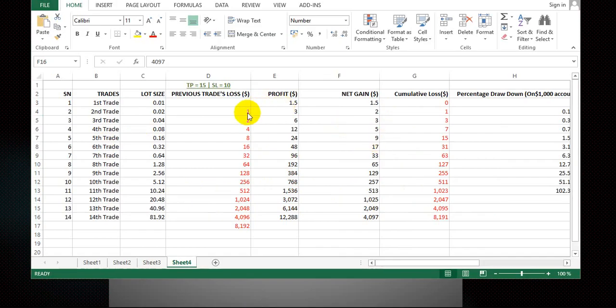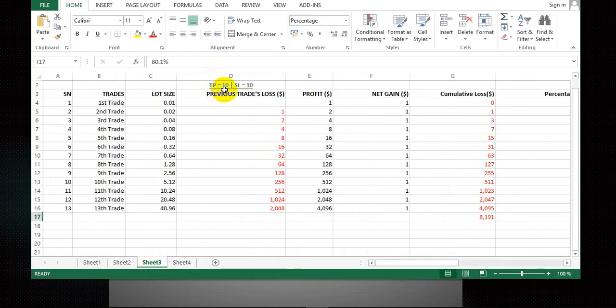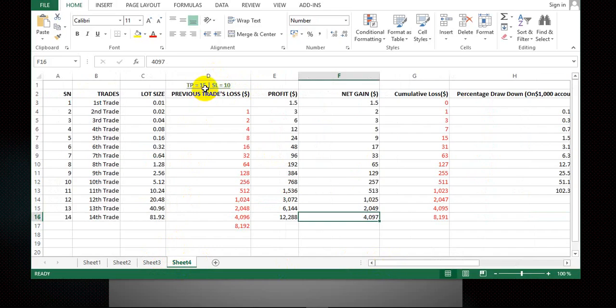So what is the approach? We're going to make a little change, and it's a small change, but it results in a very nice improvement in the outcome. Whereas in the previous spreadsheet we had a profit target of 10 pips and a stop loss of 10 pips, here we have just changed one thing. We have made the profit target 15 pips and the stop loss 10 pips, and it ends up in a very nice and big difference in profitable outcome.